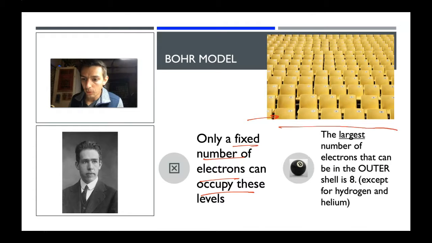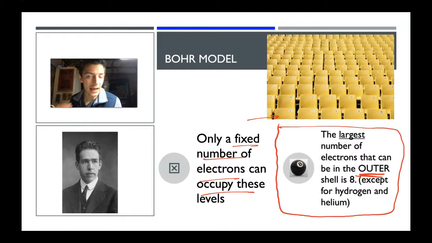However, this is a very important rule that you'll have to know. The largest number of electrons that can be in an outer shell, the last shell, the outside shell, is 8. We call this the octet rule, but we'll learn a bit more about how the octet rule works with bonding a little later. But the largest number is 8. So 8 is the biggest number in the outer shell. The only exceptions are hydrogen and helium, and we'll get to those in a little bit.